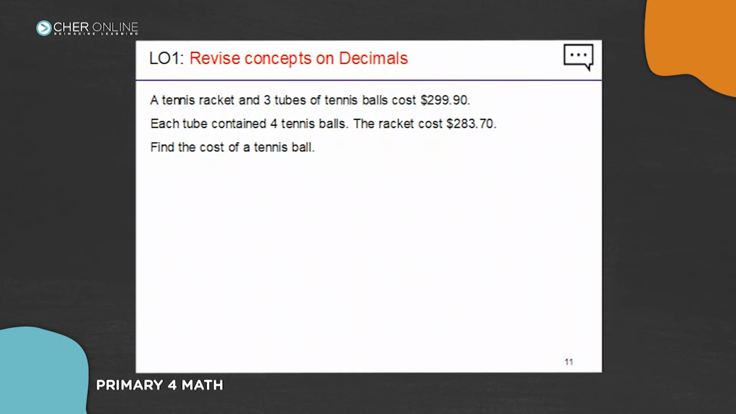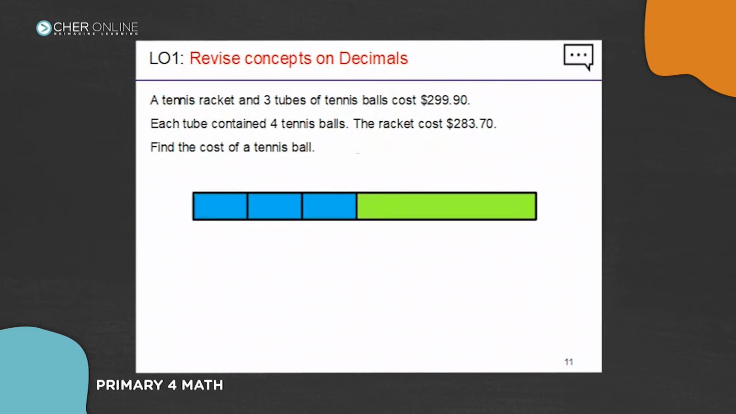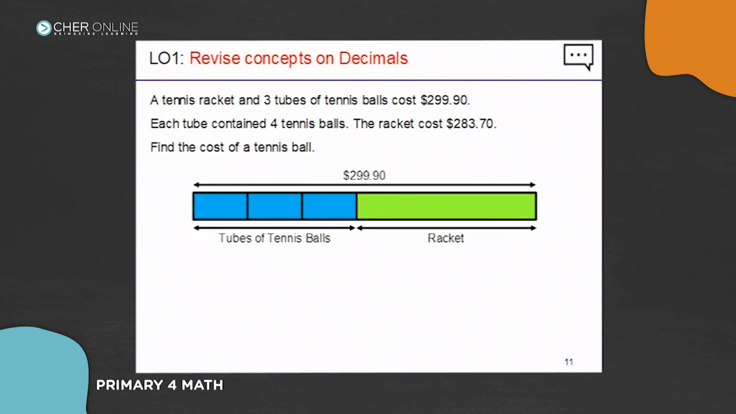A tennis racket and 3 tubes of tennis balls cost $299.90. Okay, racket costs $283.70. Okay. First, you find, this is quite tricky, yeah. First, you must understand that one tube has 4 tennis balls. One tube has 4 tennis balls. Okay, so now there's 3 tubes. So we find one tube. So the 3 tubes is actually $299.90 minus $283.70 equals to $16.20.